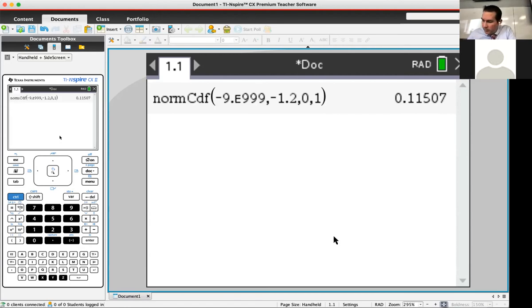Can you switch back to your Notability? Yes, I can. But I'll do the other calculation. Yeah, I can do it too.